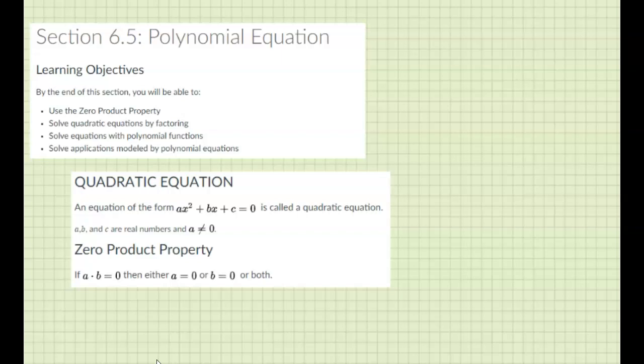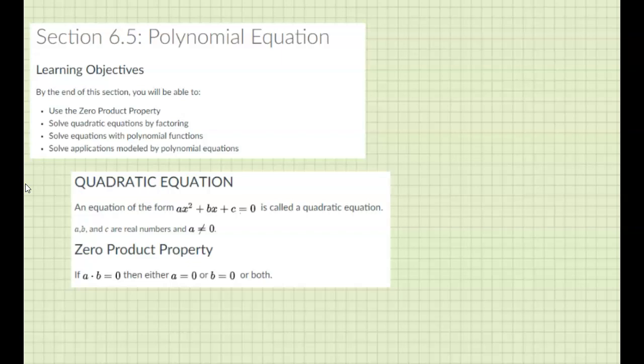So in here we're going to use the factoring methods that we learned in order to solve polynomial equations. Right? So in particular we're going to solve quadratic equations. So an equation of this form, ax squared plus bx plus c equals 0, is called a quadratic equation. So it's quadratic because it has the x squared. And it's an equation because it has an equal.